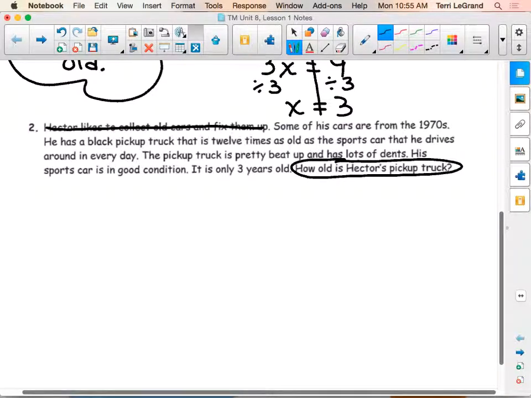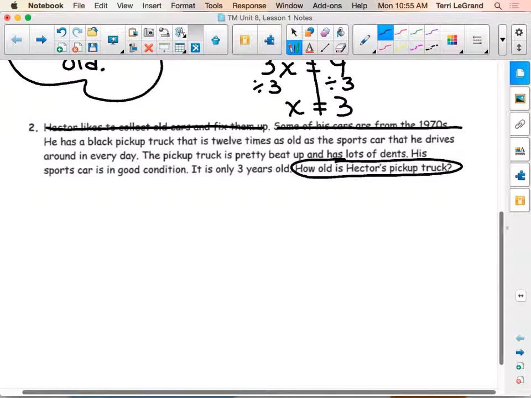Well, the age of his pickup truck doesn't necessarily jive with he likes to collect, other than old, it probably should be old. And fixing them up, well, it's just something he likes to do, it is a hobby. Is there anything else you think is kind of useless? Hannah? Some of his cars are from the 1970s. Well, that's cool. That was the decade I graduated from high school. That's a great decade. But other than that, it's not really useful for anything.